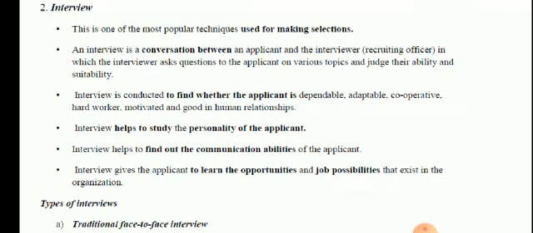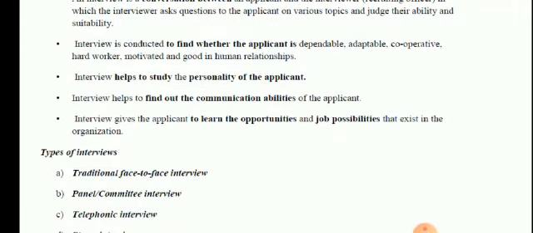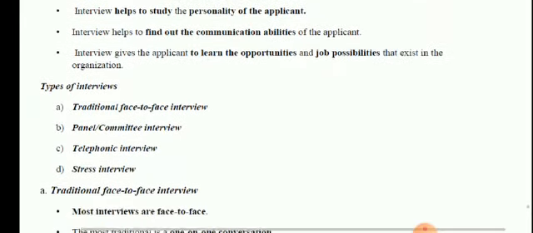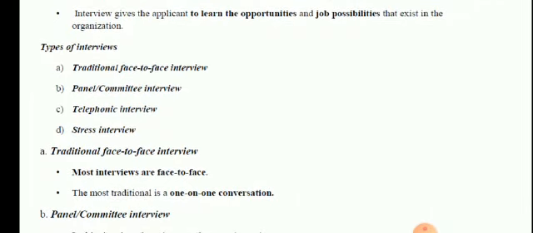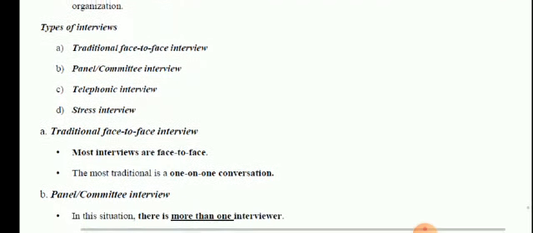Okay, it is also useful to the applicant to learn the opportunities and job possibilities. Types of interviews: traditional face-to-face interview, panel committee interview, telephonic interview, stress interview. The traditional face-to-face interview is the most common. Most interviews are face-to-face. The most traditional is a one-on-one conversation.